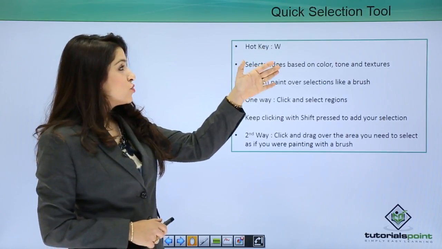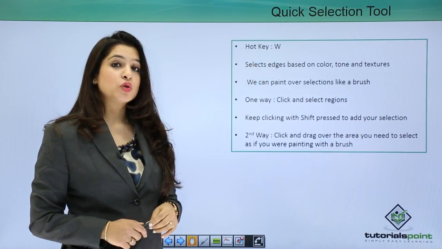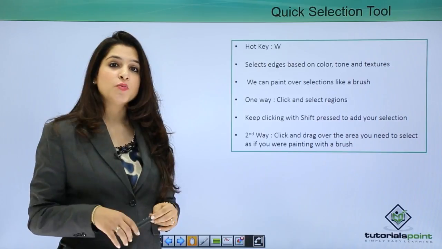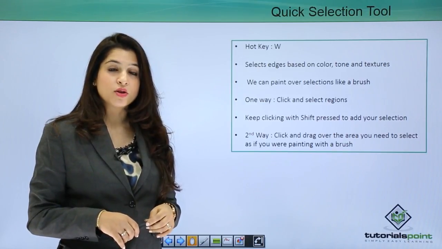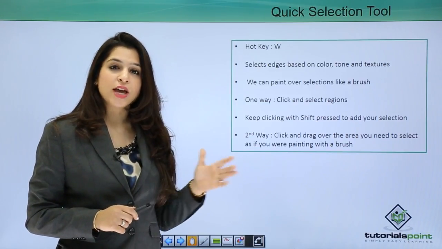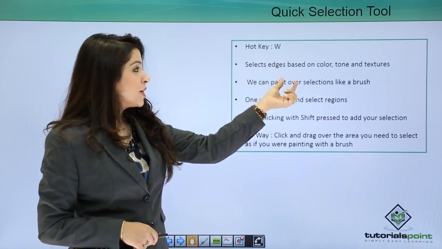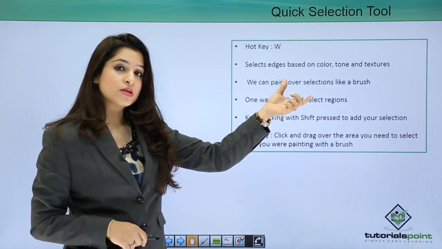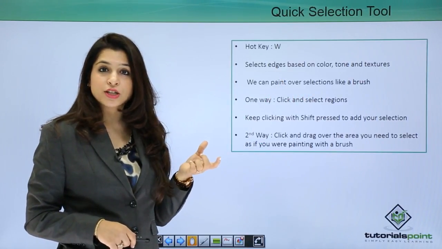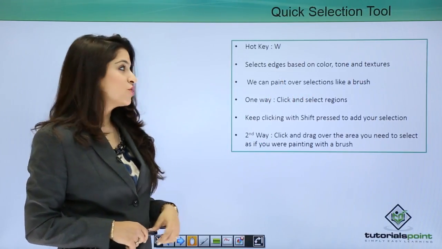The quick selection tool has the hotkey W. So when you press W on the keyboard, you have this tool activated. Alternatively, you could also select this tool from the toolbar. It selects edges based on color, tone, and textures. So Photoshop will work intelligently and help in your selection.